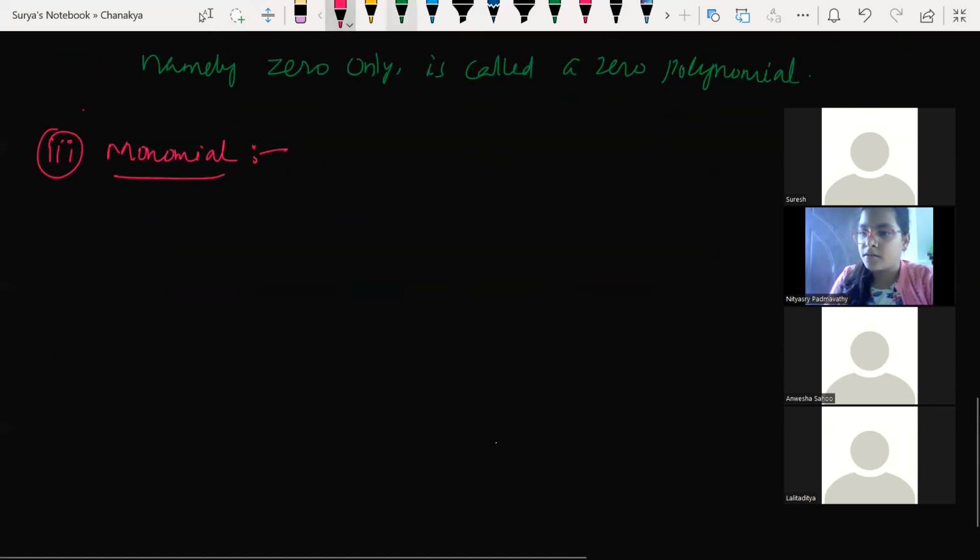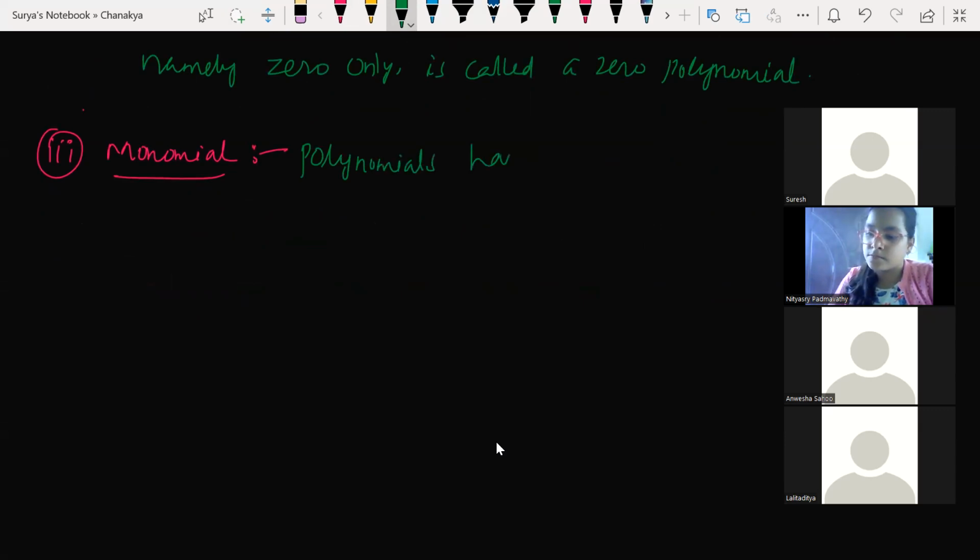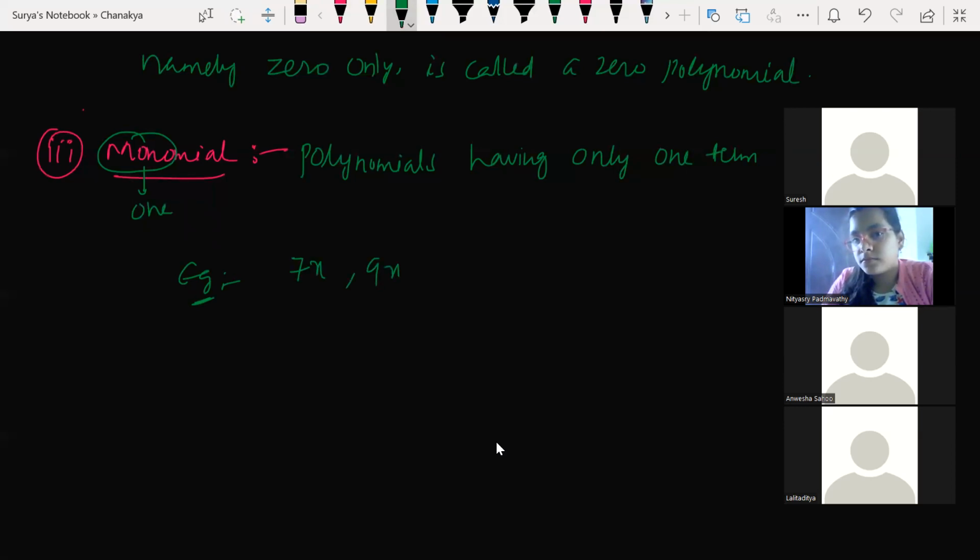Monomial. Monomial is nothing but polynomials having only one term. Polynomials having only one term are called monomials. Mono basically means one. Okay, example, you say anything. Constant and monomial: 7x, 9x square, minus 3x square by 2. Anything you write, etc.